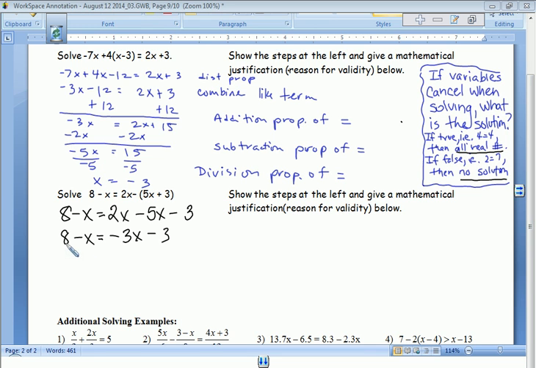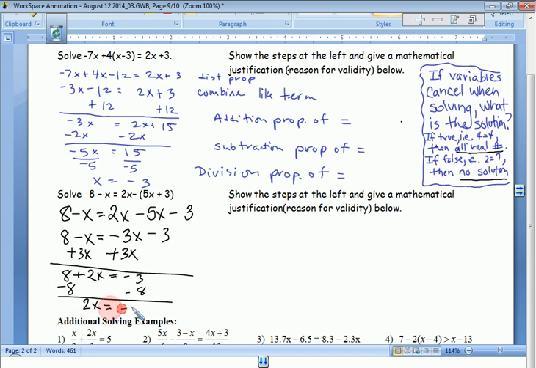Right here, what did y'all move? The 8, the x, the negative 3x, or the negative 3? Wait, what? Oh, okay, I did something wrong. I'm going to move this negative 3x. So I get 8 plus 2x equals negative 3. And then I'll subtract 8. So I get 2x equals negative 11. So we all should have gotten x equals negative 11 halves, which is the same as negative 5.5. If you wrote it like that, that's fine.